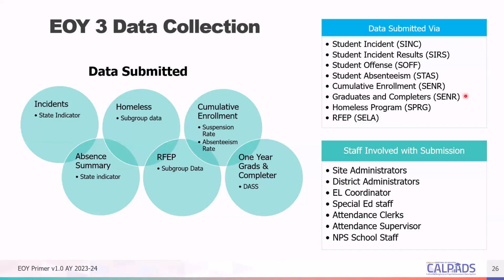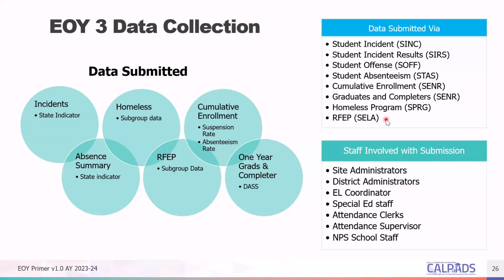Another use of the SENR record is for graduates and completers. SENR records provide a count of students who graduated or were completers in the current academic year. Early grads and late grads may not be included in the 4-year adjusted cohort graduation rate. We then have homeless program, or SPRG, records. These provide a count of students who were unhoused during the academic year. And we have the student English language acquisition, or SELA, record, which is submitted in end of year 3 for students who took the summative LPAC and tested as proficient, and so were reclassified as RFEP.